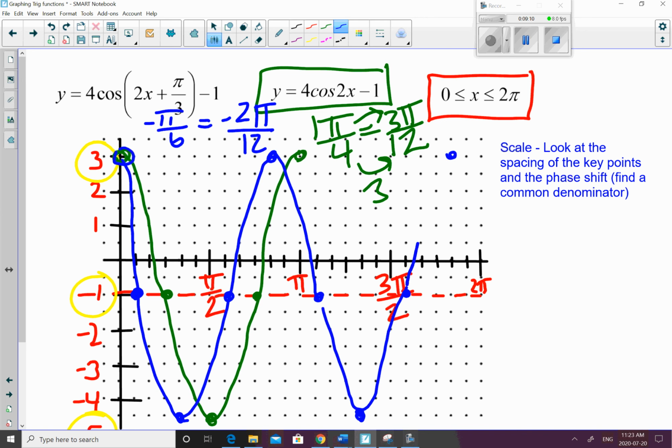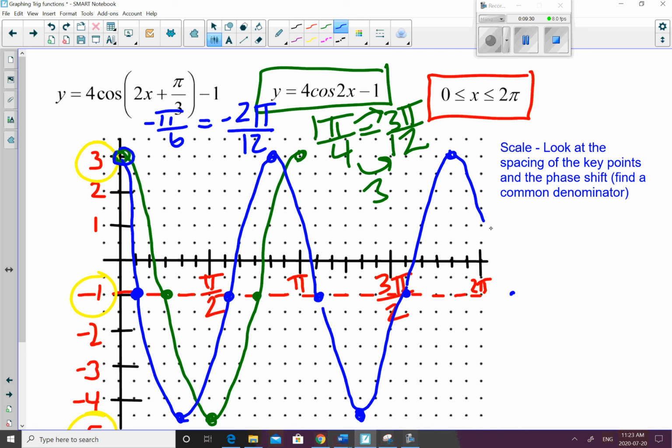And that makes sense because remember that it should be 2 boxes over from where I started. Its maximum's not at 2 pi, it's 2 boxes to the left of that. And then I just continue the pattern. So the next key point would actually happen off the graph down here. So I'm just going to sketch that until I hit 2 pi.